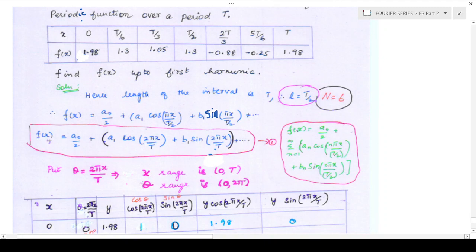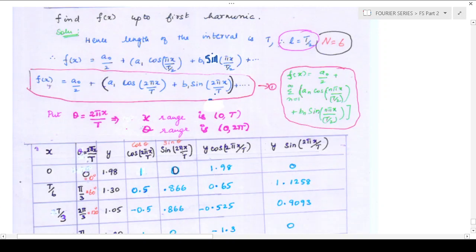What you have to do is your Fourier series will be f of x equal to a naught by 2 plus summation n equal to 1 to infinity a n cos n pi x by L. What is L? T by 2. If you write this t by 2, this 2 will go to the numerator. It will become 2 pi x by t. Similarly, here also. Up to first harmonic, so a naught by 2 you are writing. Then put n equal to 1 and write the term here. Then this 2 goes to the numerator. Till first harmonic it is there.